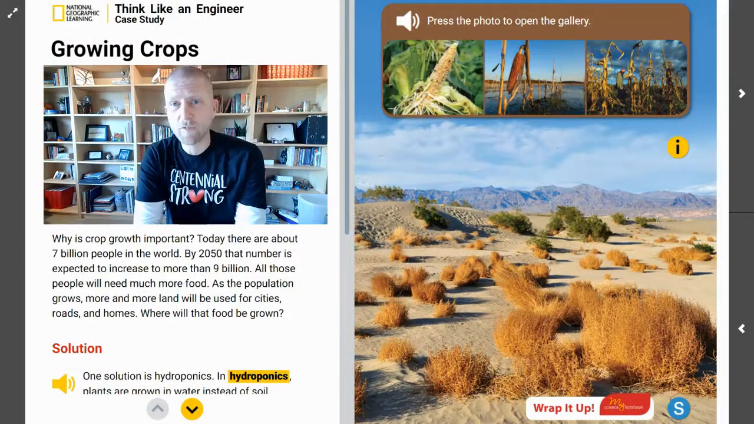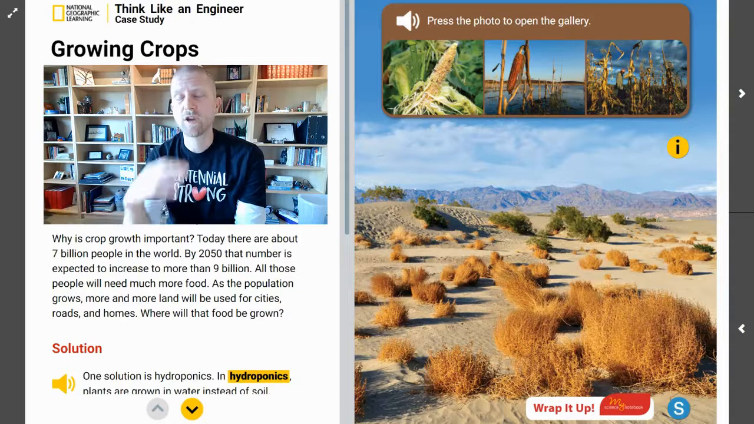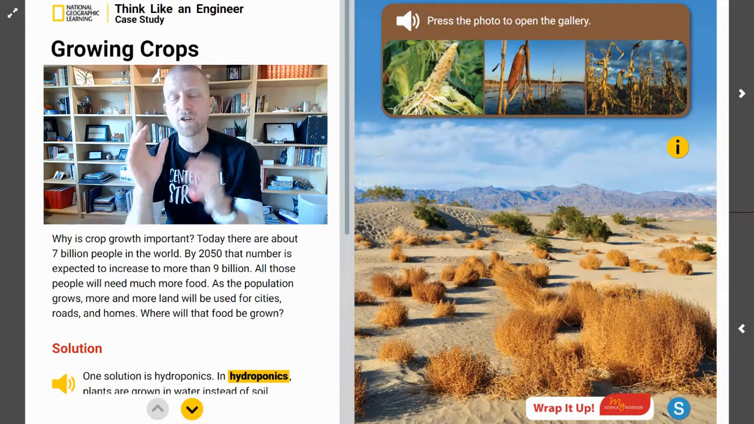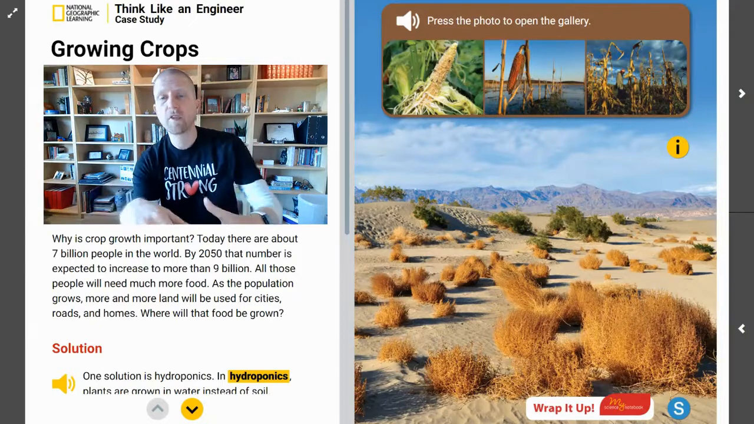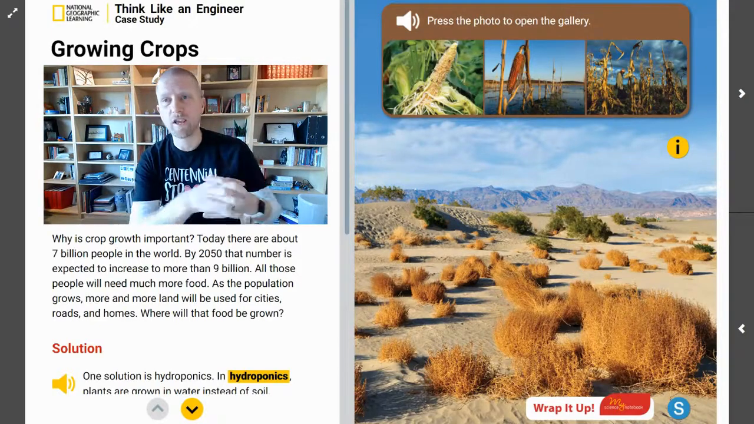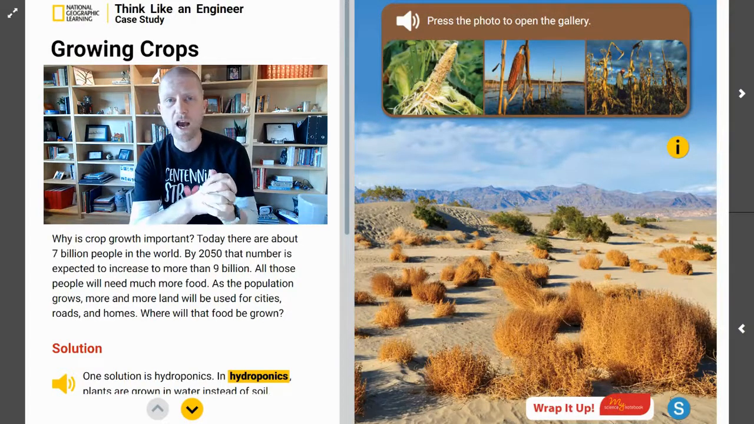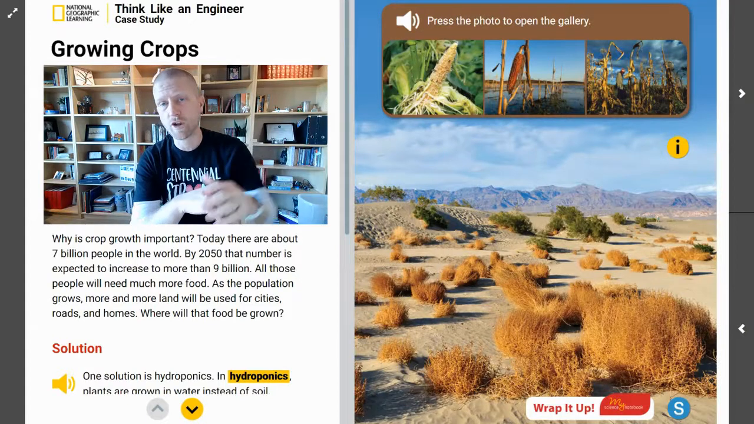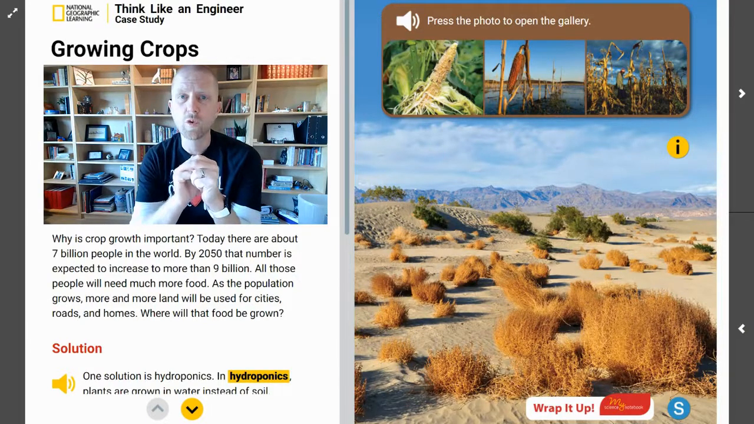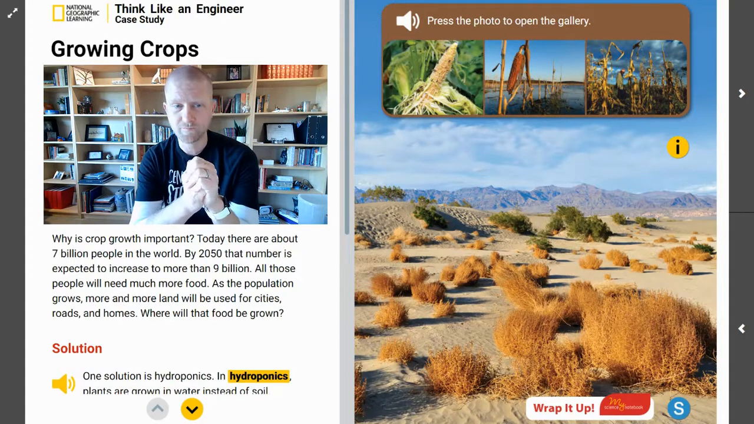Scientists, today's topic is a very serious and a very heavy topic. So I need you to be thinking critically when we go through this information so that you can get the most out of it. What we are talking about today is growing crops, and specifically how in the future we will have enough food to feed all of the people on Earth.